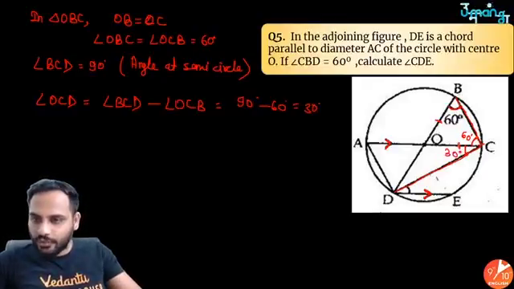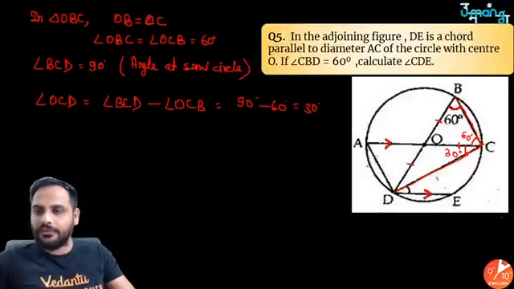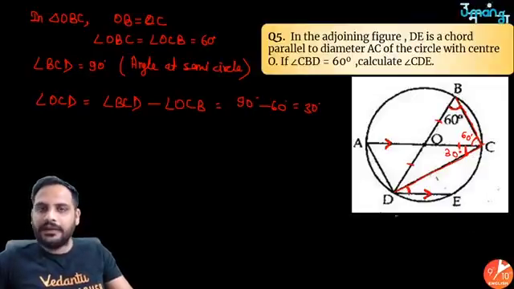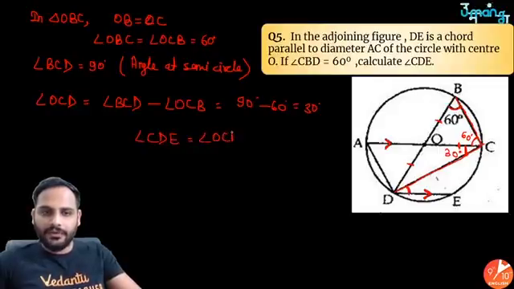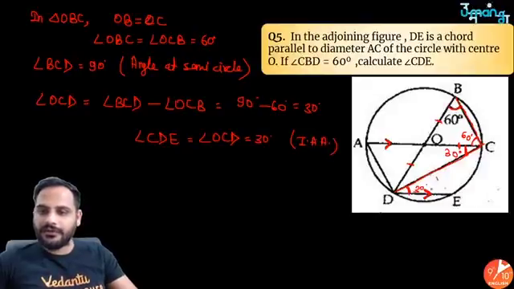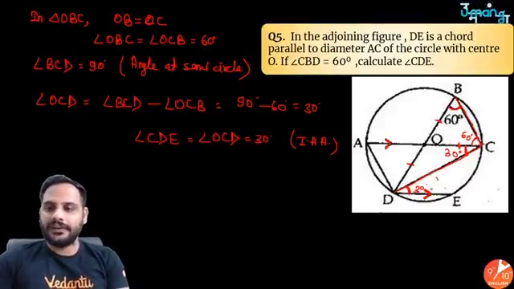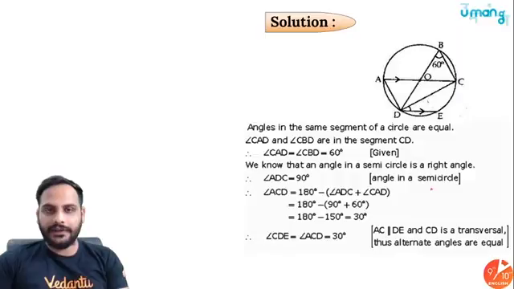Now I know OC and OD are also equal. We don't need to go that far. Now I know AC and DE are parallel. So this angle and this angle will be interior alternate angles. So angle CDE is equal to angle OCD. Both will be 30 degrees. The reason is interior alternate angles. Done. Nothing else. So this is how this question will be solved. Angle CDE is equal to 30 degrees.